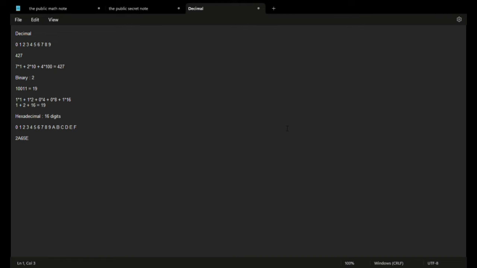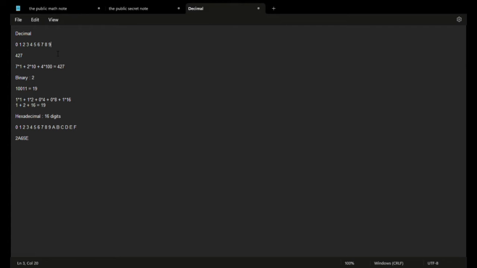Now to make this simpler for us, let's talk about decimal. I'm not talking about the decimal point like in 3.4. That's the name for our counting system. Now decimal has 10 digits from 0 to 9. So these are the possible digits that are in decimal. Now to make bigger numbers than 9, we just combine these digits.